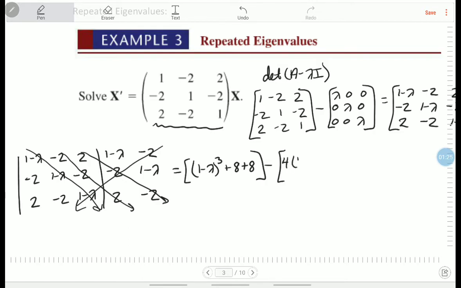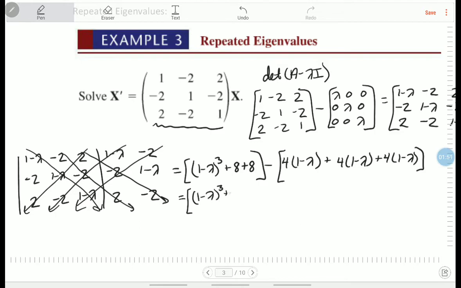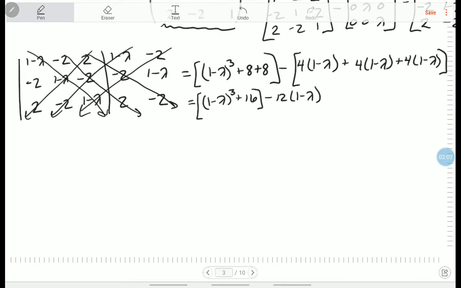So that's 4 times 1 minus lambda plus 4 times 1 minus lambda, which came from here, plus another 4 times 1 minus lambda. So we have 1 minus lambda cubed plus 16 minus 12 times 1 minus lambda. So we're going to have to do some fancy math to simplify this because we've got to set that equal to 0 and then we need to solve it.